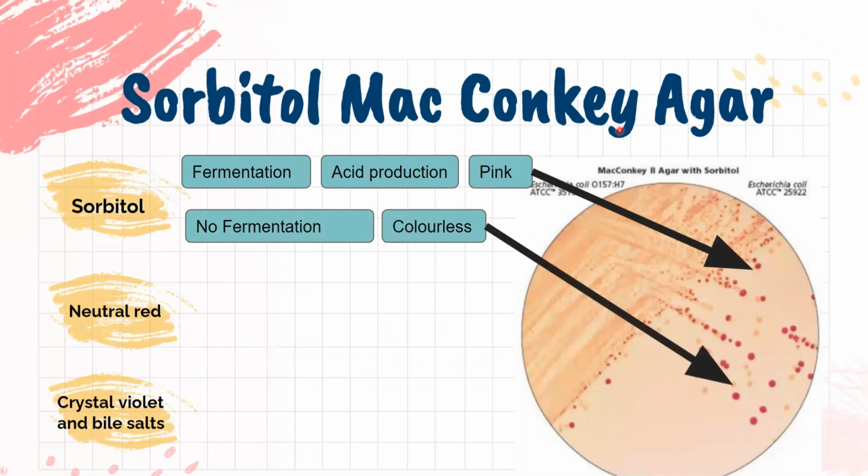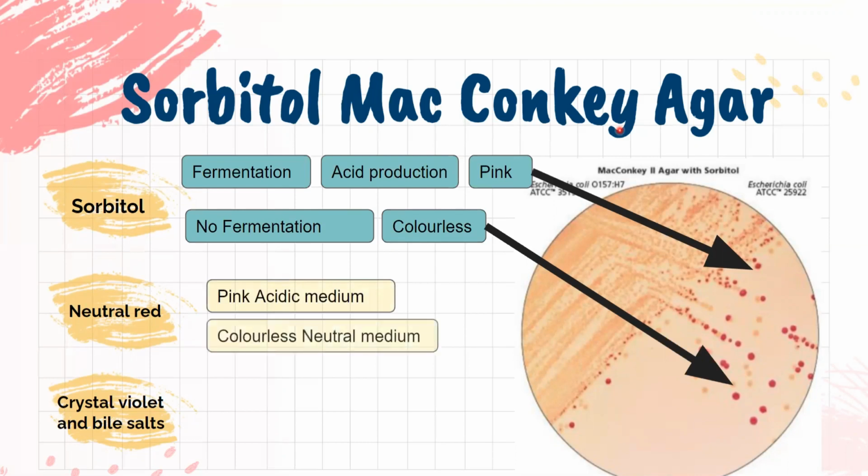Now, our E. coli O157:H7 are unable to ferment sorbitol. So therefore, their colonies appear colorless, whereas the regular E. coli are able to ferment sorbitol and will appear pink in color. Neutral red, as we know, in the acidic medium gives you a pink color, and in the neutral or basic medium, you get a colorless colony. Crystal violet and bile salts, again, are selective agents that inhibit the growth of the gram-positive bacteria.